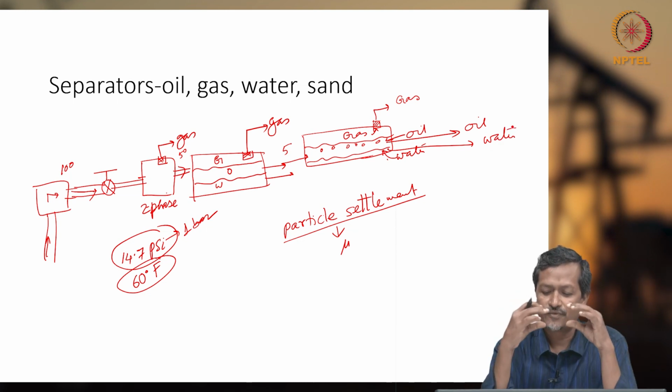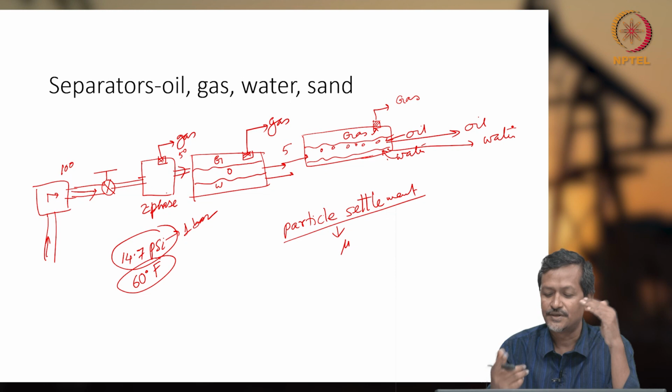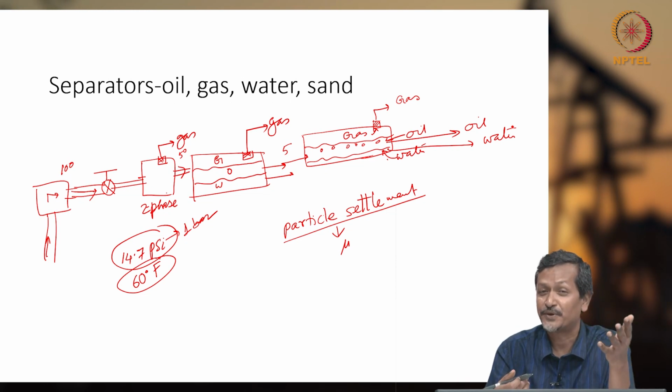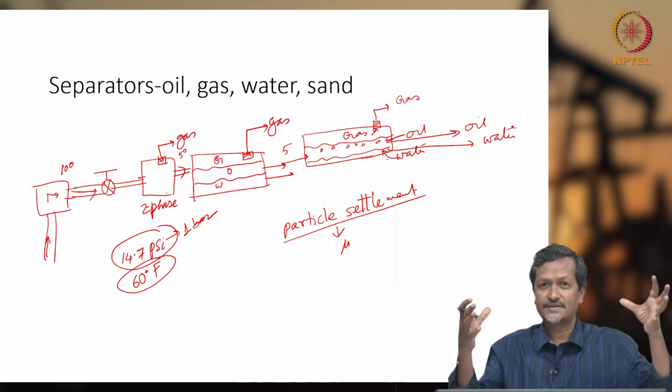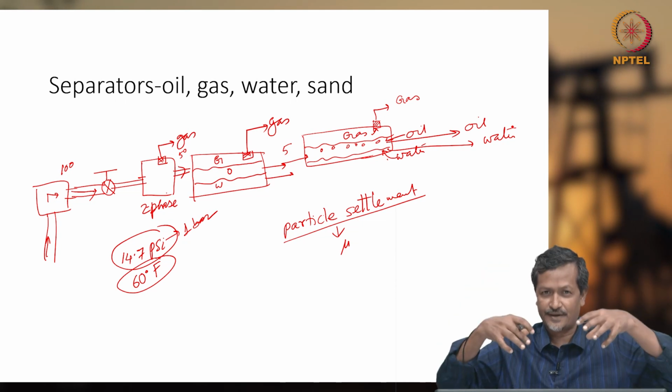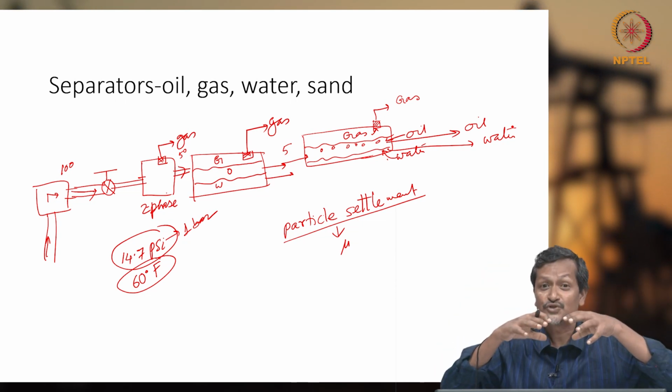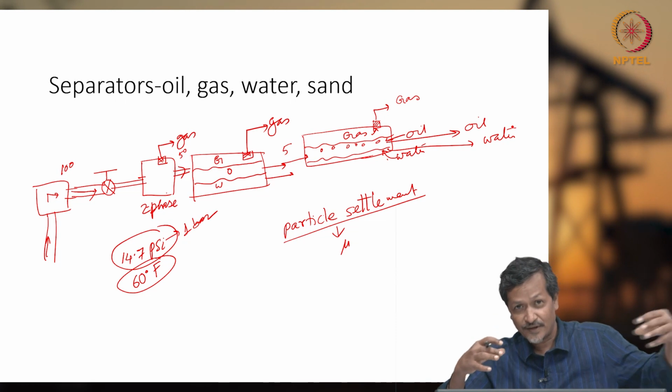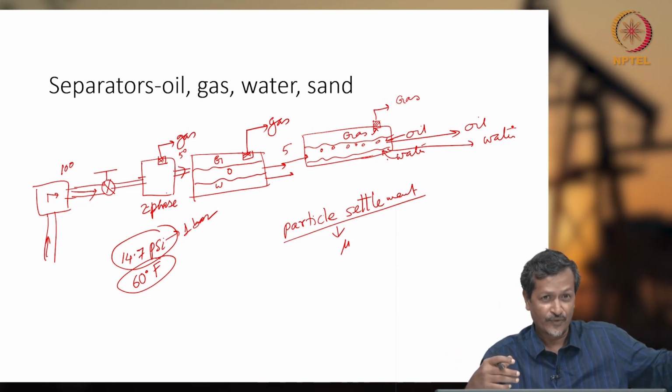Okay, so if you have higher viscosity, you have to reduce it. If you reduce it, your settlement rate will be quicker. That means if you take a certain amount of oil or gas inside a separator, it will be staying for a shorter period of time. So your productivity rate will be higher. So fluid flow rate will be higher.